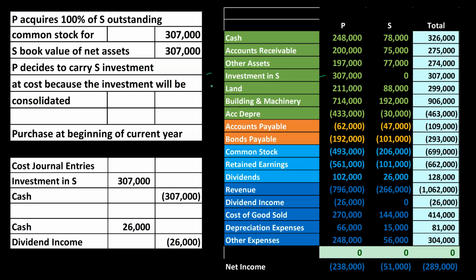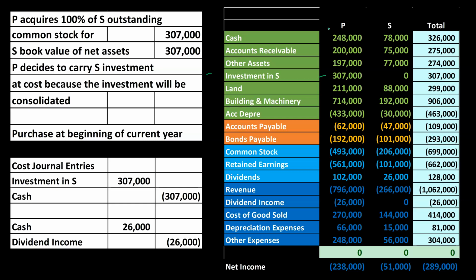That wouldn't make sense considering they own 100%. So what they're doing instead is saying, hey, look, I'm just going to do the simple thing, record this like a fair value method, but not revalue the investment, because anybody that's interested in P wants to see the consolidated worksheet anyways. They'd like to see the consolidated financial statements because P owns S. They have complete control over it.